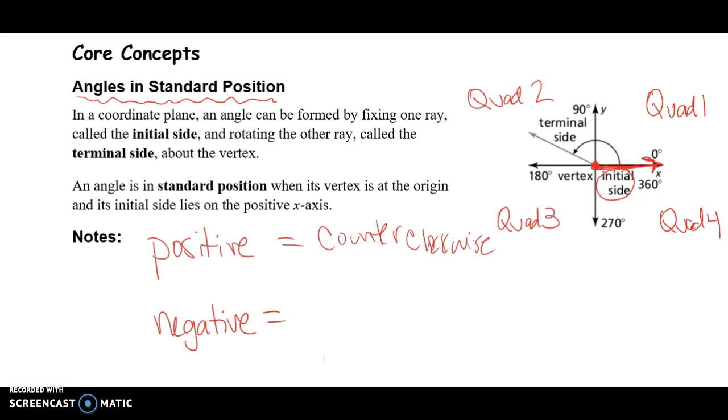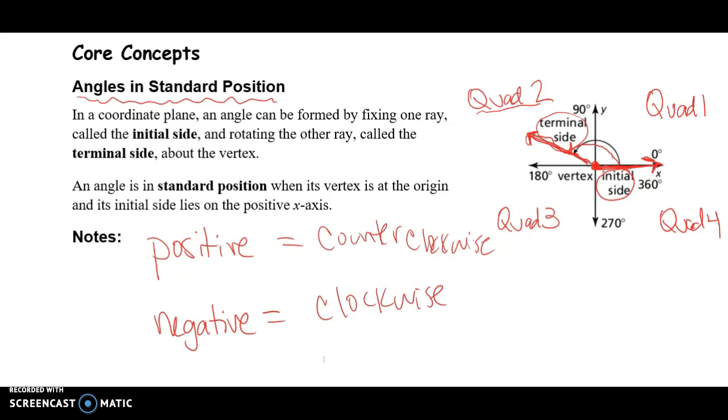So let's say my angle is 120 degrees. I'm going to go up and around 120 degrees. This second ray where I finish rotating is called the terminal side. Now, had the angle been negative, we would then rotate down and around, or clockwise. The terminal side lands here in quadrant 2. So we would say this angle lands in quadrant 2, or is in quadrant 2.